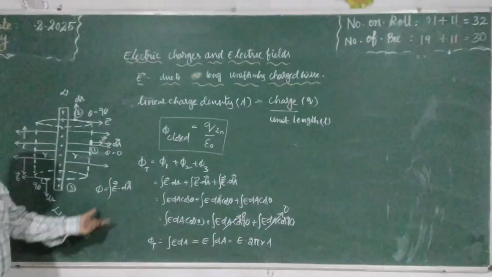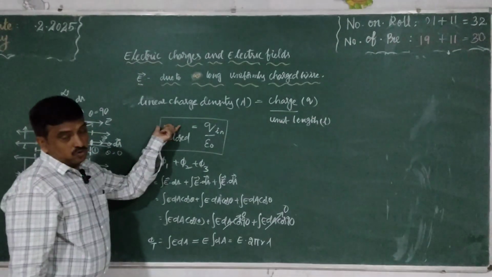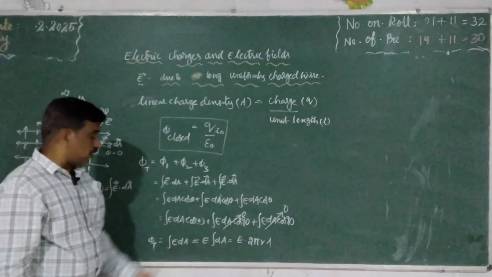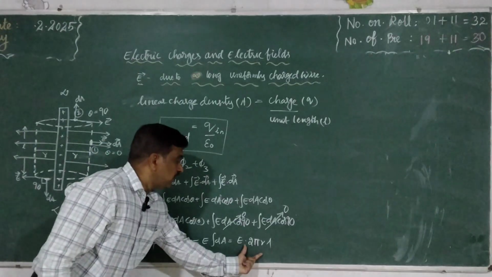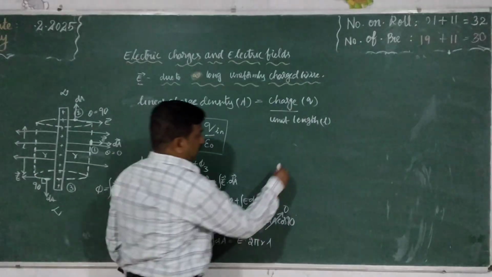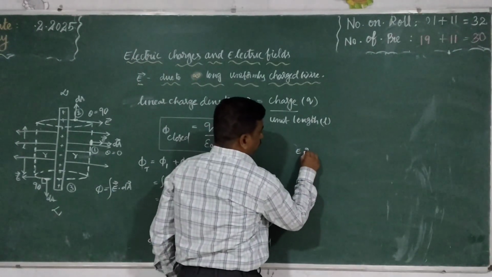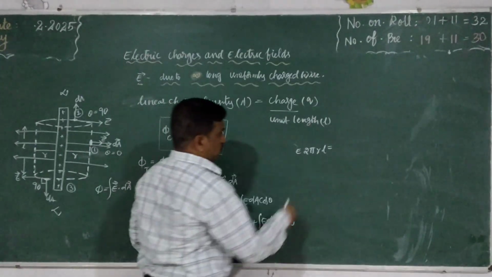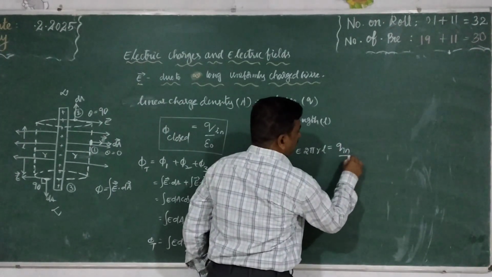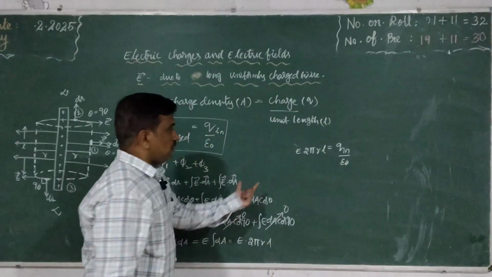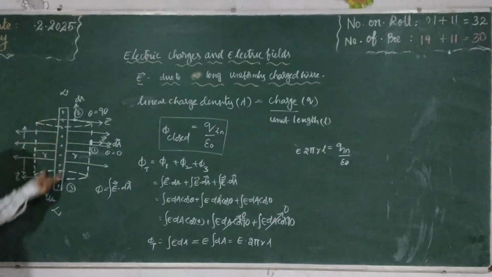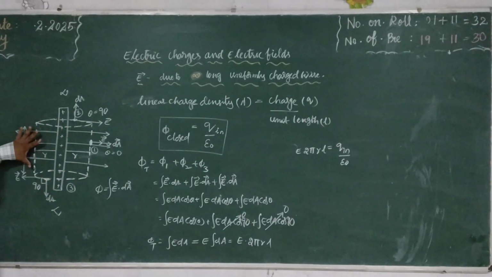According to Gauss law, the total or net flux through a closed surface equals Q inside by epsilon naught. The total flux here is E 2 pi R L, so E into 2 pi R L equals Q inside by epsilon naught. Now what is the charge inside here? What is the length? L.